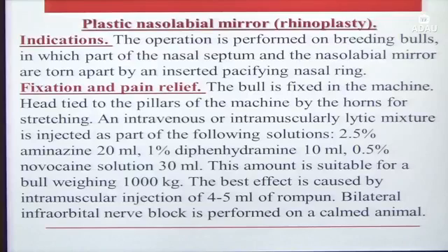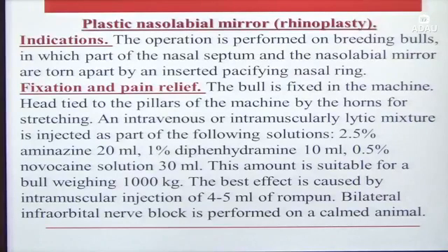Fixation and pain relief. Here we can see this interesting moment: fixation and pain relief use a lytic mixture. What is a lytic mixture? The lytic mixture contains a solution of diphenhydramine, aminazine, and here we can see novocaine solution. But doses may be different. Novocaine solution we should inject 30 ml, and 2.5% aminazine we should inject, and this is 1% diphenhydramine 10 ml. All of these components we call the lytic mixture, the mixture of novocaine, diphenhydramine and aminazine.